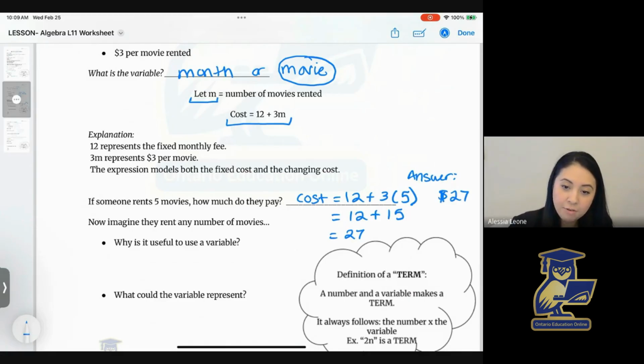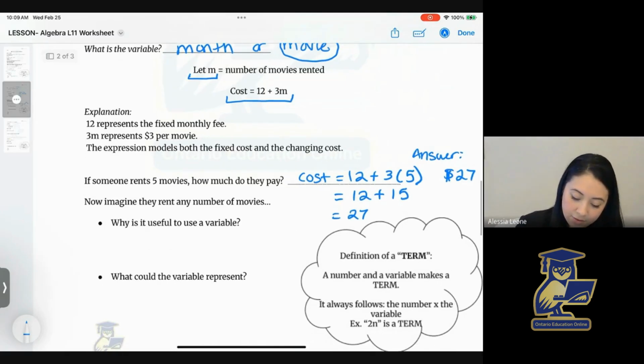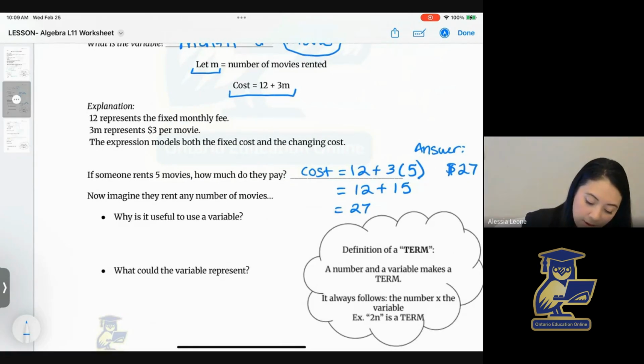Now imagine they rent any number of movies. Why is it useful to use a variable? That is our question. Our answer is it's useful because the number of movies can change, and the variable lets us model any number. We will write that in a sentence.